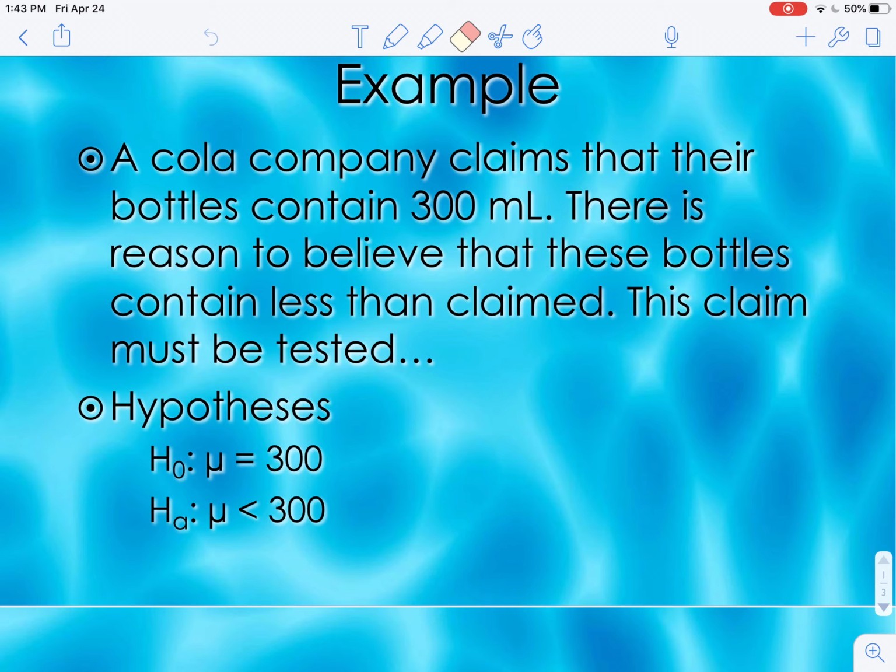So the null hypothesis is that mu is equal to 300. So that, if that ends up being true, it means they're filling bottles to what they claim to be filling them to. The alternate hypothesis is that mu is less than 300. So if there's evidence for the alternate hypothesis, that would suggest that the company is underfilling their bottles, which is what we want to test.